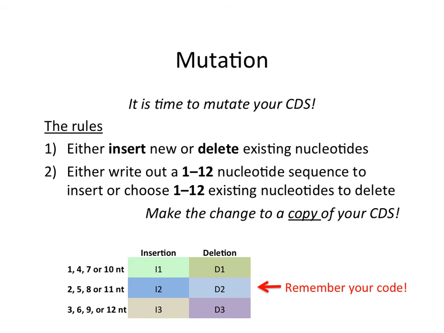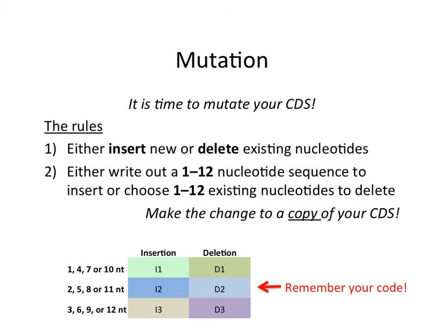For the next step, you need to know your code down here at the bottom. This is why it's important for you to have decided how many nucleotides you're going to mess with and whether or not you're inserting or deleting. So remember, if you're inserting, you're an I. Everyone gets a designator. If you're deleting, you're a D.